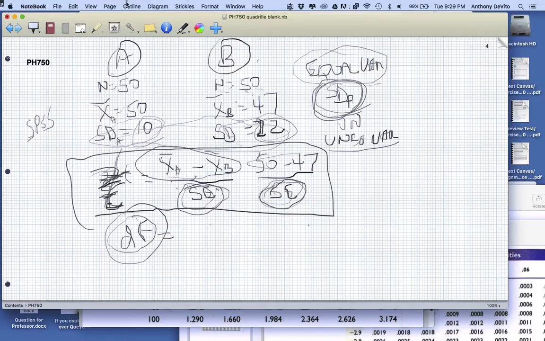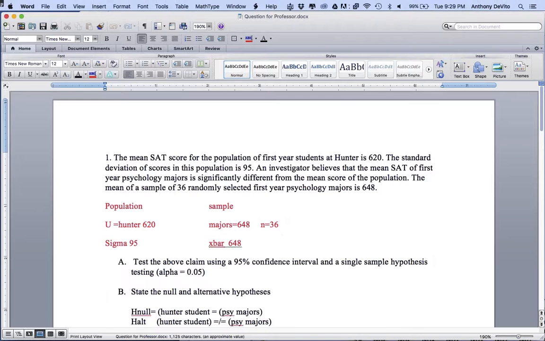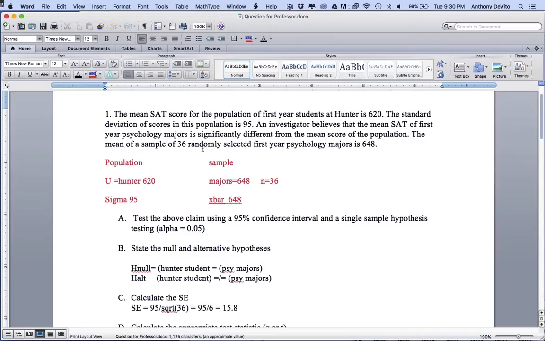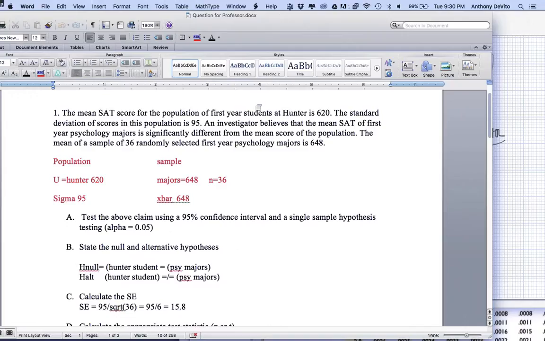Actually, to tell you the truth, a couple of people have already sent me some questions. I'm going to take this one first. The mean SAT score for population first year students, I think this was from one of the exercises, is 620. The standard deviation of scores in this population is 95.